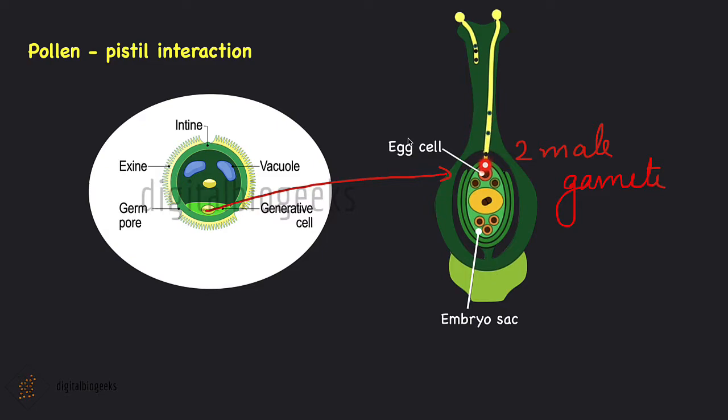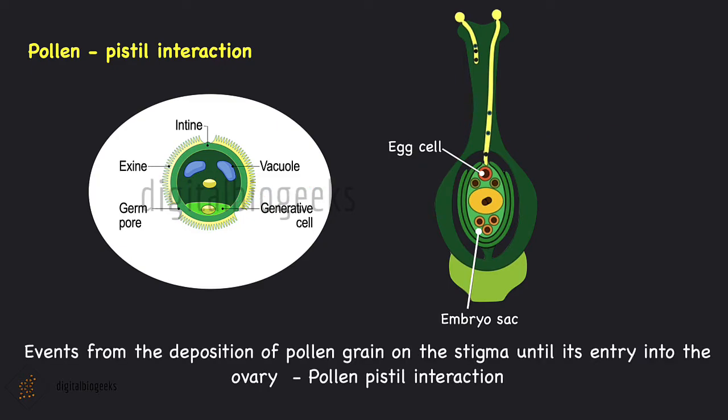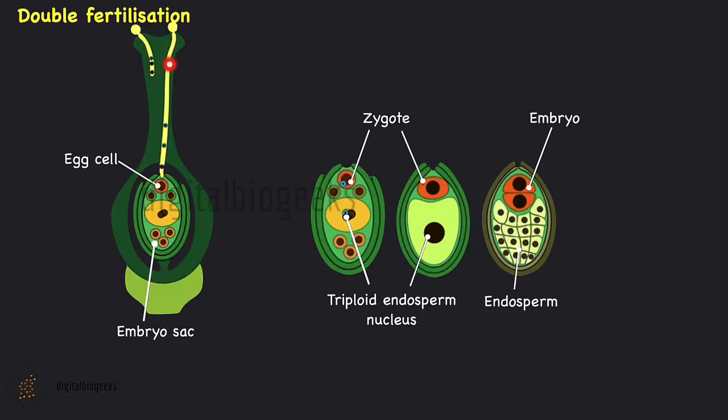The pollen tube then reaches the ovary and enters the ovule through the micropyle, and then enters one of the synergids present at the micropylar end through the filiform apparatus. This filiform apparatus actually guides the pollen tube entry. The events from the deposition of the pollen grains until the entry of the pollen tube into the ovary are known as pollen-pistil interaction.